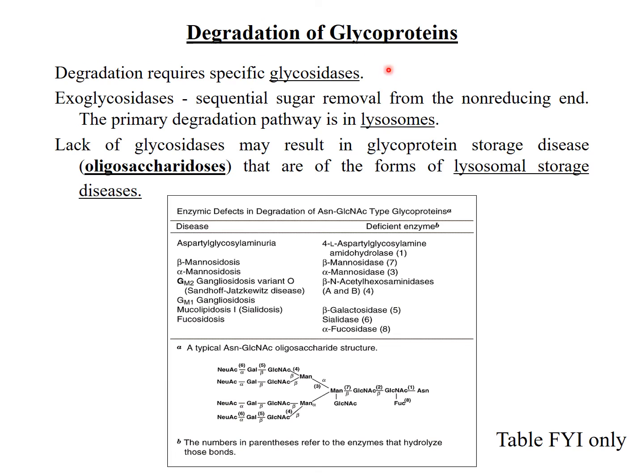Okay? So what do I want you to remember? Enzymes are hydrolases, which we call glycosidases. For every specific bond, you need a specific enzyme to hydrolyze that bond. They sit in the lysosome, and if even just one is missing, we develop lysosomal storage diseases, which we call oligosaccharidoses in the case of glycoproteins.